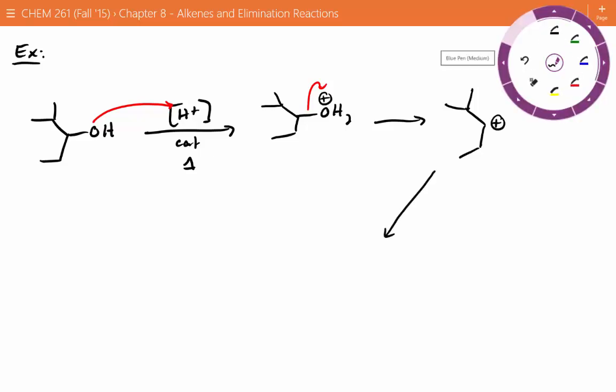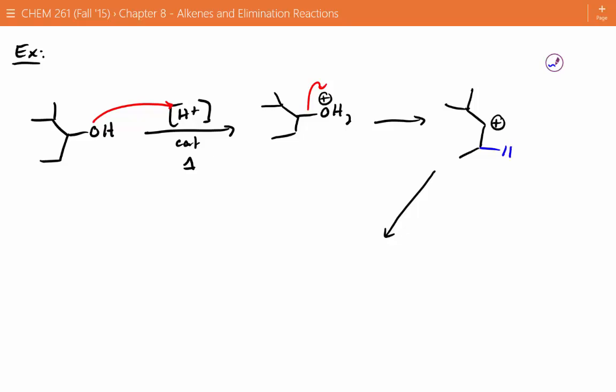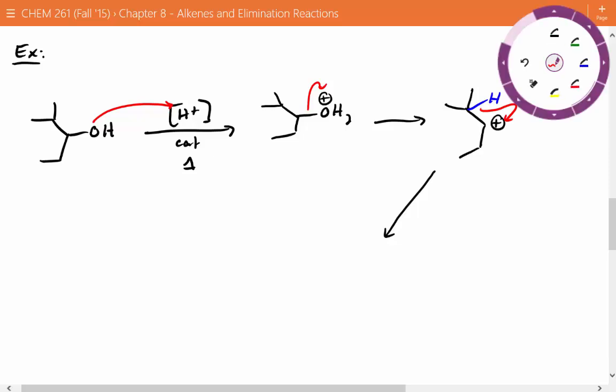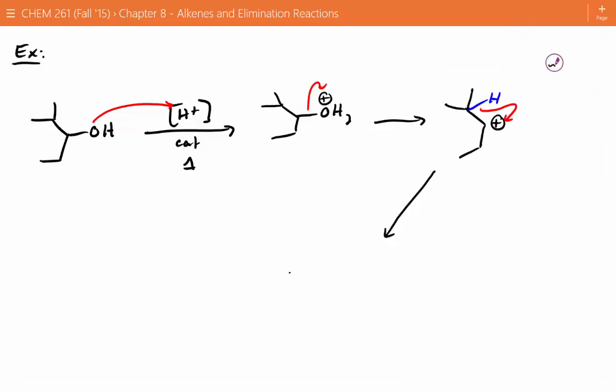So am I going to move hydride from here? Nope. Because that would again give us a secondary carbon. So what we're going to do is move this hydride over to this carbocation. That'll move our positive charge here.